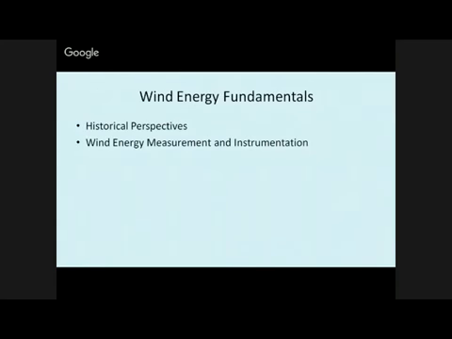Now I'll talk about wind energy fundamentals, some historical perspectives, and wind energy measurements, because investment is required. Once the investment is there, it should be based upon past data, and we should know what instrumentation is used in this case.